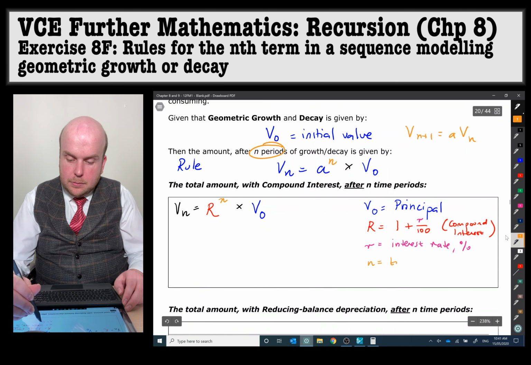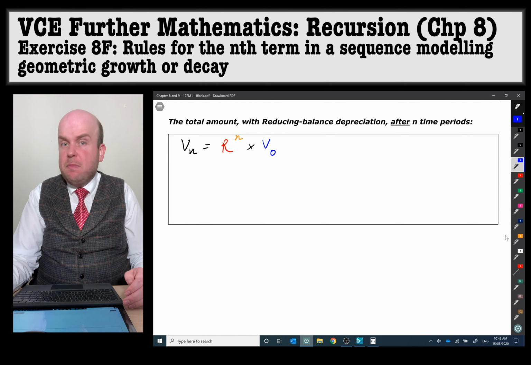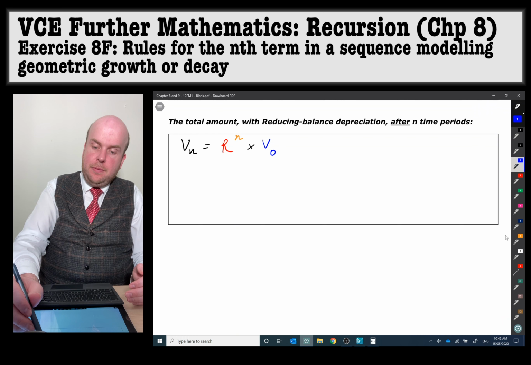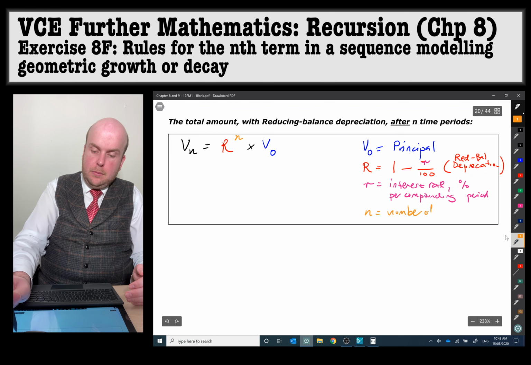The total amount with reducing balance depreciation after n time periods. Well, the rule looks awfully similar to the last. Vn is equal to capital R to the power of little n times by V naught. So what do all those symbols mean? Again, very, very similar to the previous with the compound interest. So V naught is the principal or the initial value. Capital R, in this case, since it's reducing, it's 1 minus little r over 100.